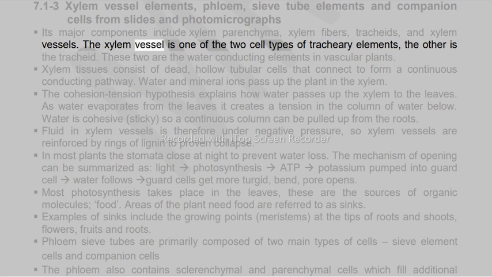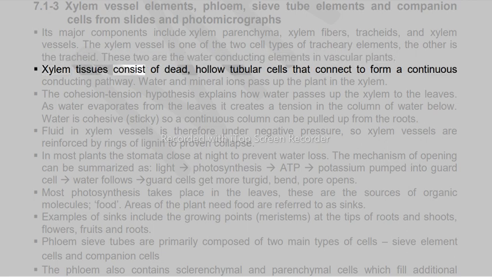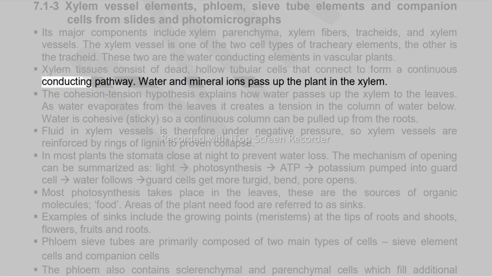The xylem vessel is one of the two cell types of tracheary elements, the other is the tracheid. These two are the water-conducting elements in vascular plants. Xylem tissues consist of dead, hollow tubular cells that connect to form a continuous conducting pathway. Water and mineral ions pass up the plant in the xylem.